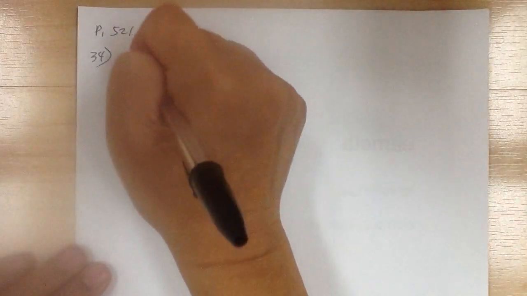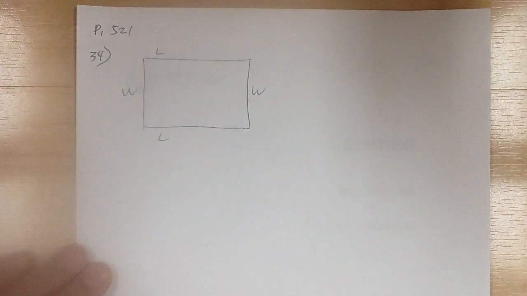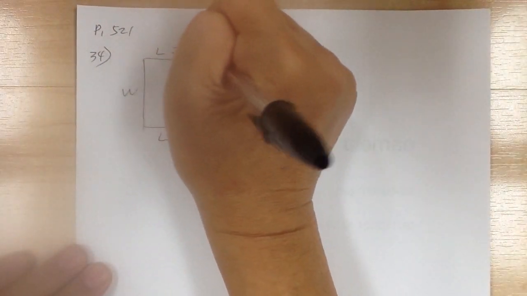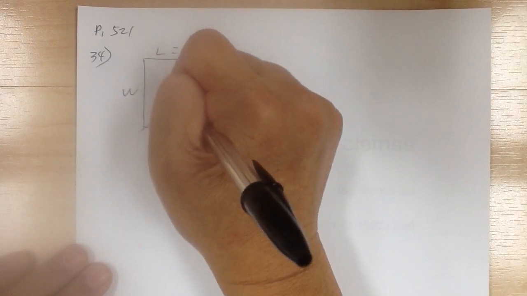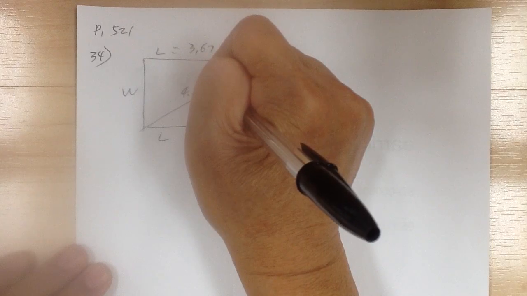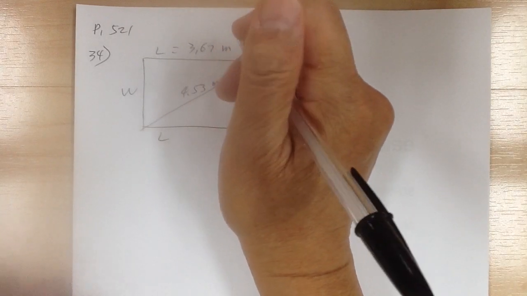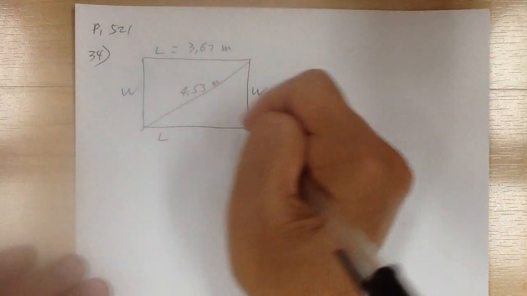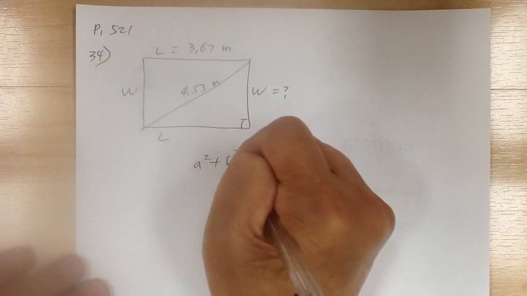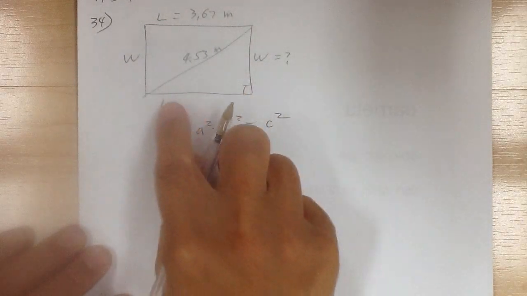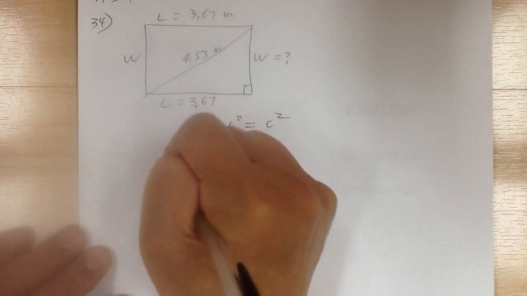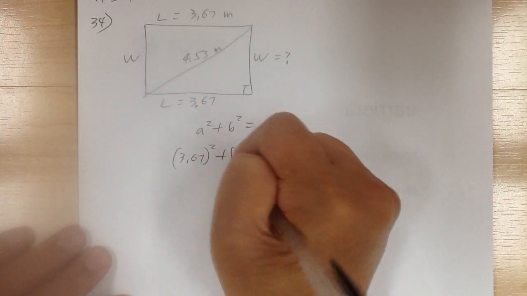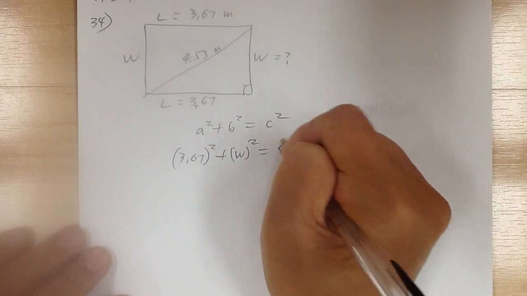Okay, so length of a rectangle. So again, let's go and get our rectangle. So length, width, length, width. So the length of rectangle is equal to 3.67 meters, and the length of the diagonal is 4.53 meters, and find the width. So you're looking for these. Okay, so you can apply your Pythagorean theorem. So a squared plus b squared equal to c squared. So this one equal to 3.67. So 3.67 squared plus w squared equal to 4.53 squared.